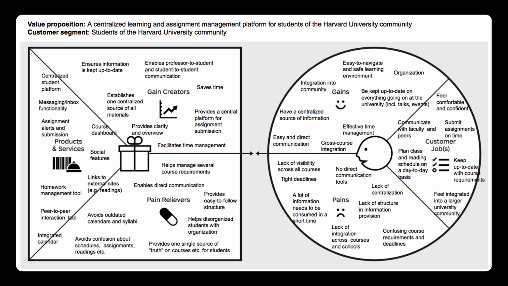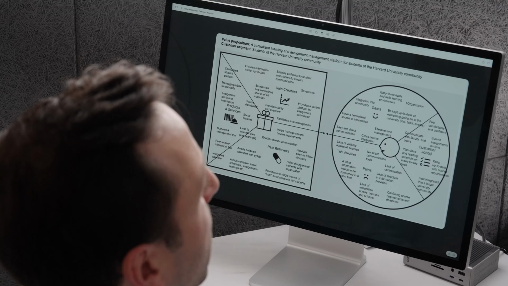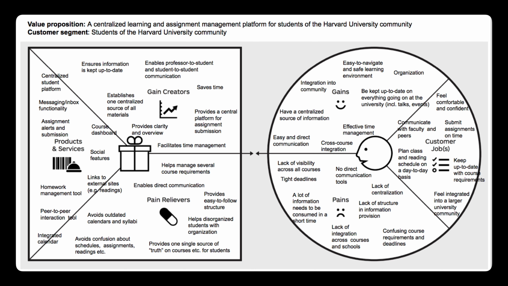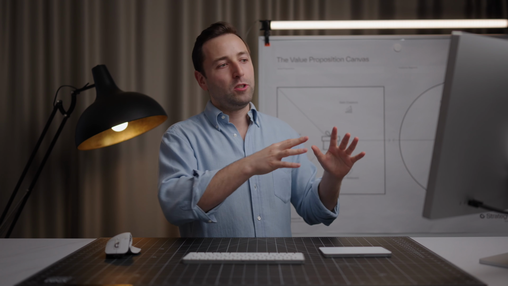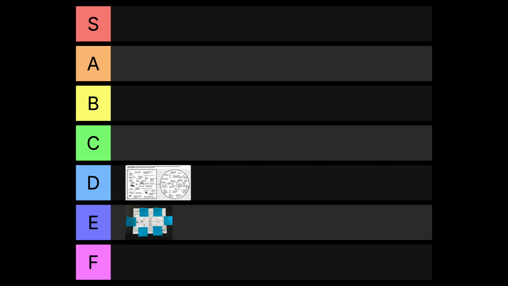Here's the second example, and this is a classic academic value proposition now. This person, even though it's digital, has written directly on the canvas itself, which makes it very hard to read. Also, they've put a lot of things down there, and there's no connections between anything. This is not a great example of how to use the value proposition canvas. I'm going to have to put this in D tier.